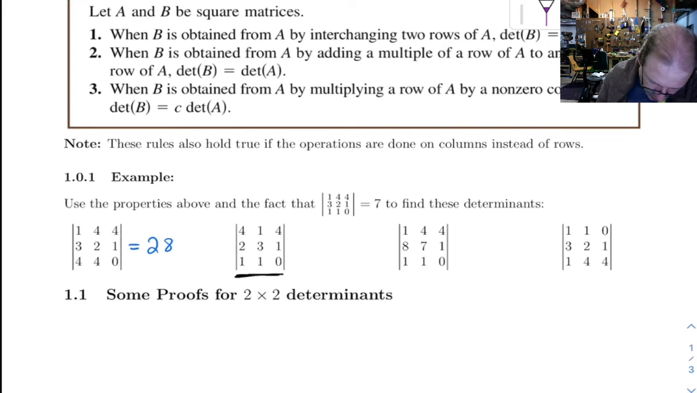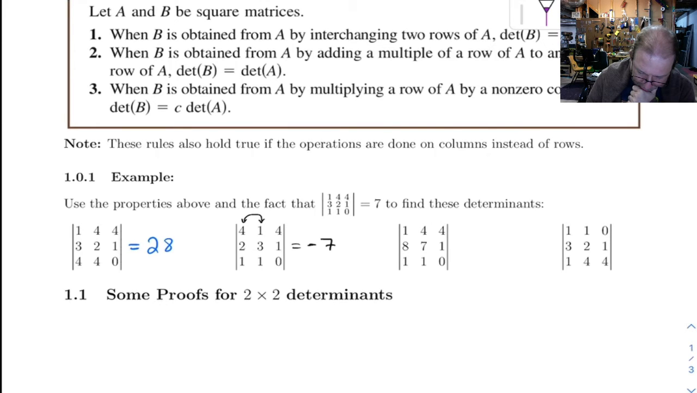This one, if you look at that, notice what's happening here is these first two columns are swapped. So swapping two rows or swapping two columns changes the sign. So this thing has a determinant of -7.